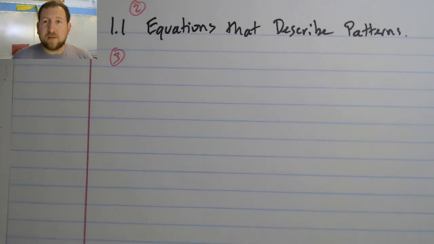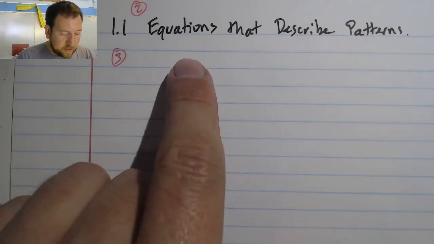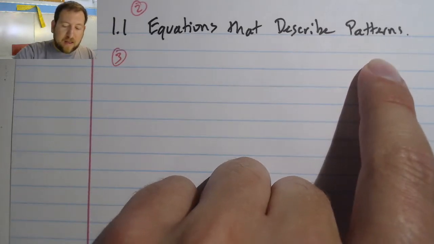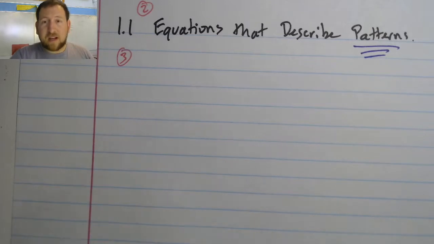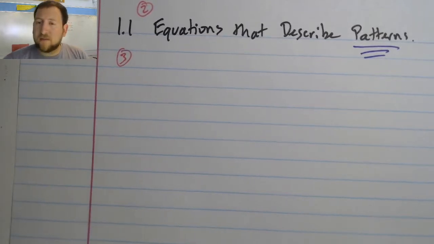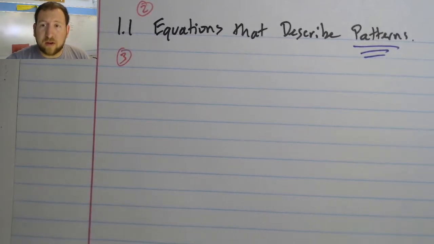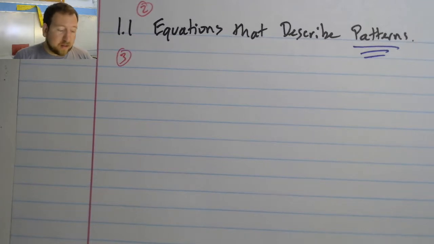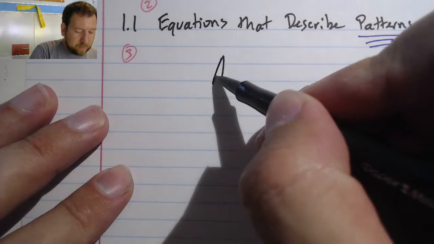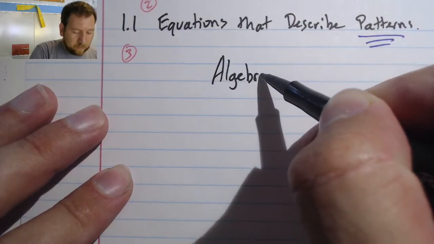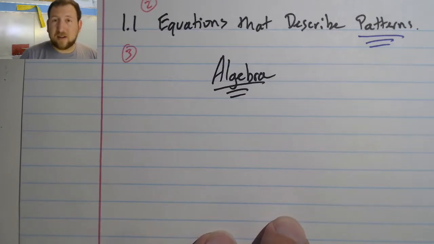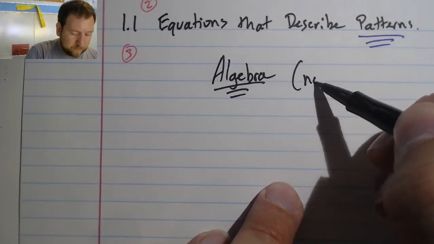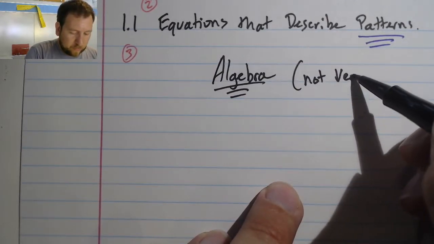So, as you might have suspected, in this section we're going to be talking about patterns. And this patterns is going to be our key for our whole first chapter, because in fact our chapter 1 is called Algebraic Thinking, and it's going to be looking at this thing called algebra, which is not nearly as exciting, or not nearly as difficult as it sounds. Not very scary.